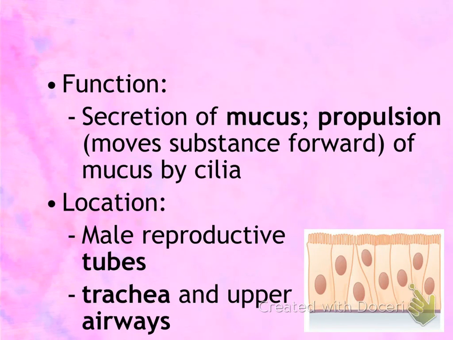Locations where you might find pseudostratified columnar epithelium are the male reproductive tubes and the trachea, which is the windpipe, and the upper airways. And in that area, that's where you're going to have the cilia. And so the name of that type of tissue would be ciliated pseudostratified columnar epithelium.